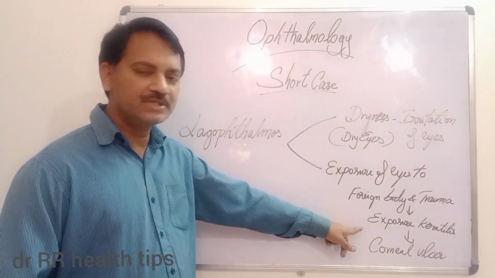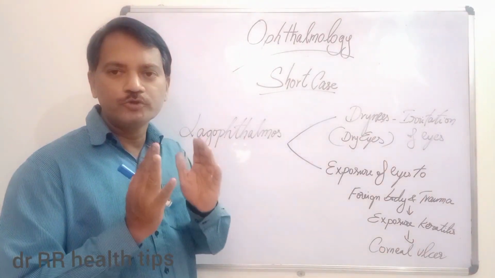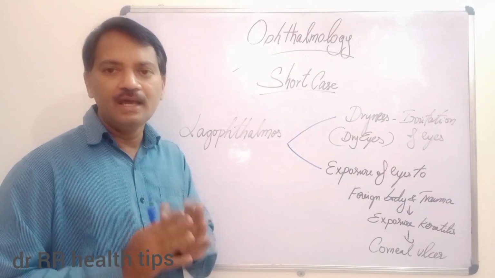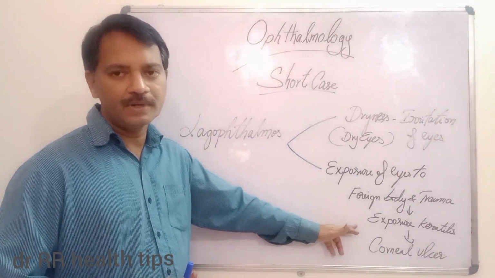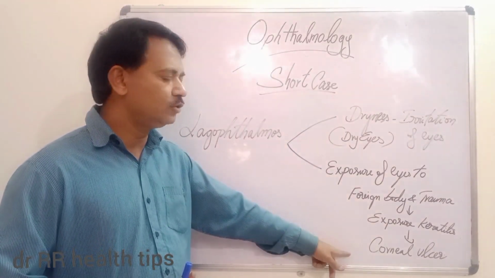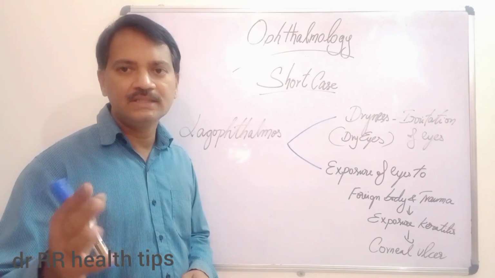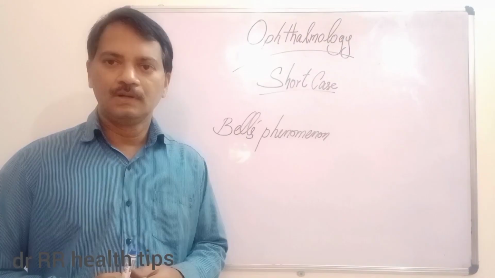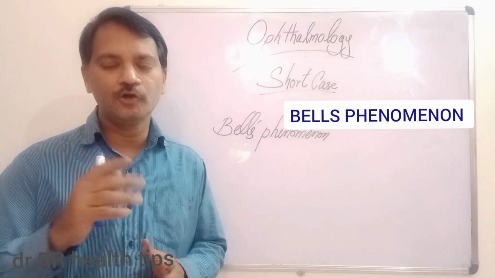Exposure keratitis, which we have seen in our case, is usually present in the lower half of the cornea. If it is not properly taken care of, it can lead to corneal ulcer formation, corneal opacity and blindness. Now let us learn what is Bell's phenomenon.